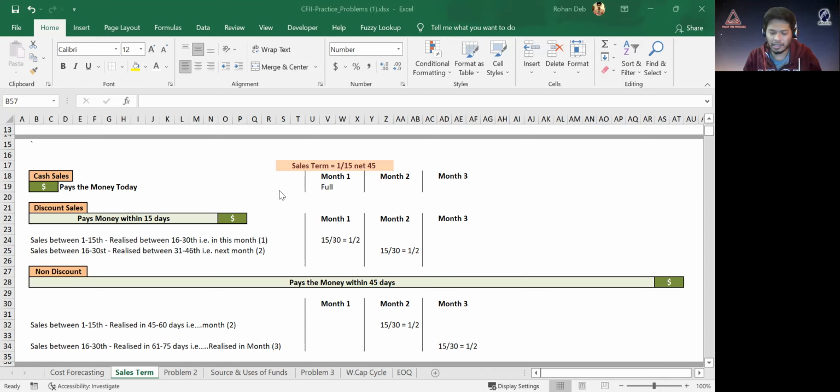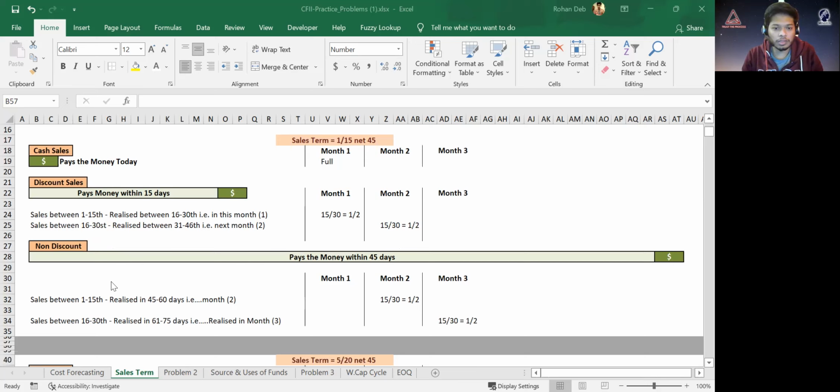I hope this part is clear. So basically, the sales for the first 15 days of the month are realized in that month, and the remaining 15 days are realized in month 2. So that's how you calculate: 15 by 30 is equal to half, and 15 by 30 is equal to half. Yeah, now that's the discount sale.